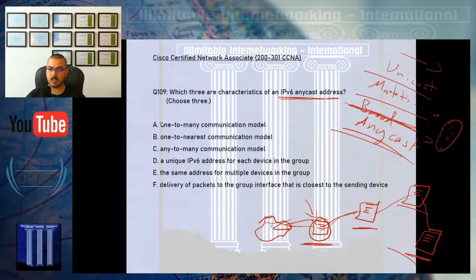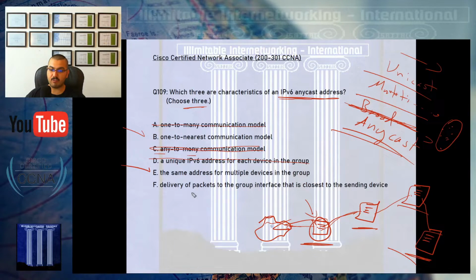So the three characteristics would be: it is a one-to-many? Never, this is not a one-to-many communication, that would be a multicast. It's one to the nearest, this is what I said. It's any to many? There is no such thing as any to many. It must start from one, so it's one to someone. It's a unique IPv6 address for each device in the group? No, it's common between them, just like I mentioned. So that leaves us only two, and both of them should be correct if we got the idea. The same address for multiple devices in the group. This is what I have just mentioned. Thank you. So I understand IPv6 correctly, and so does the exam.